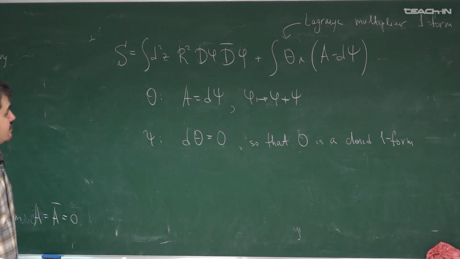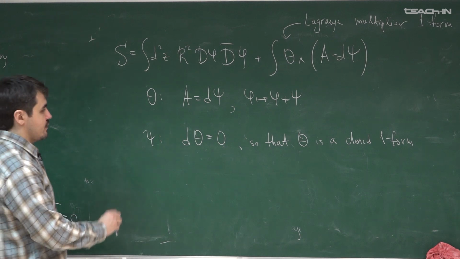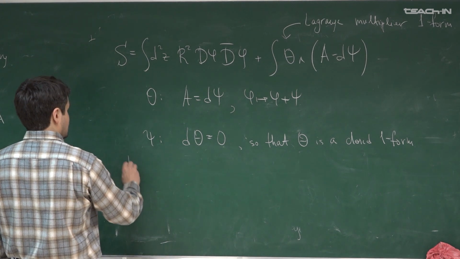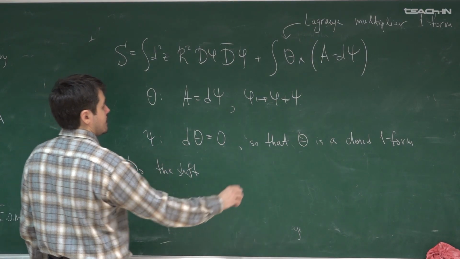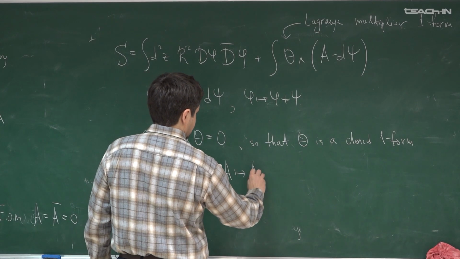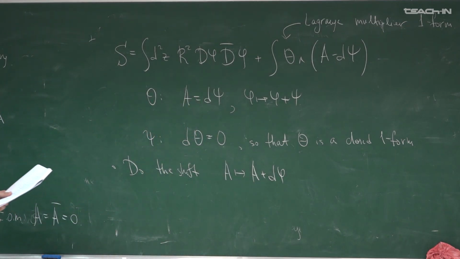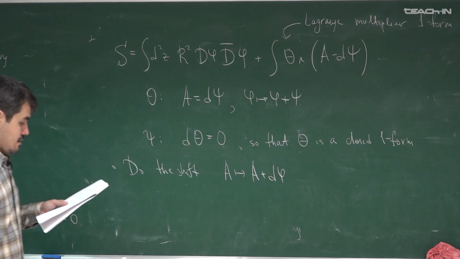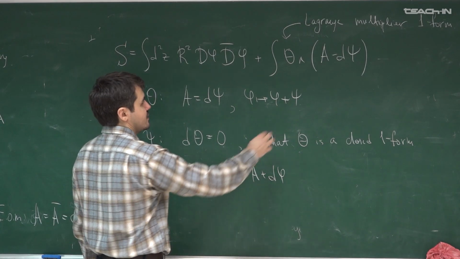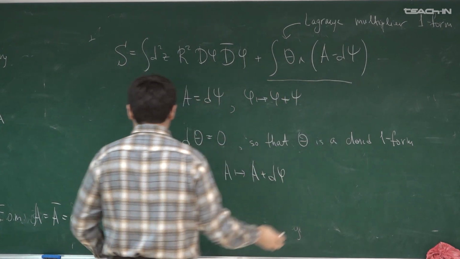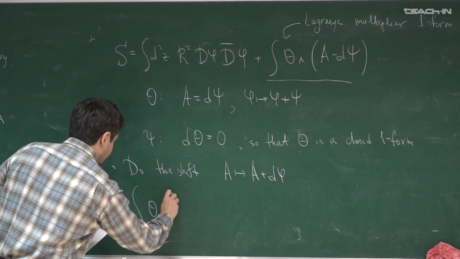So what we can do, let's do something that we tried to do before, namely to kill phi by a shift of A. So let's do the shift. A goes to A plus d phi. So when you shift A by d phi, there is an extra piece coming from this term here, right? So we get an extra piece, which is theta wedge d phi.